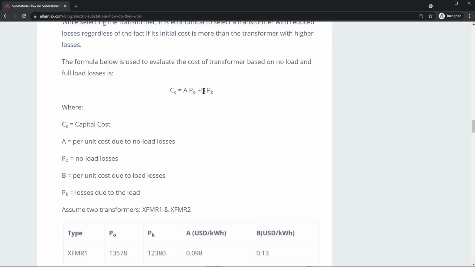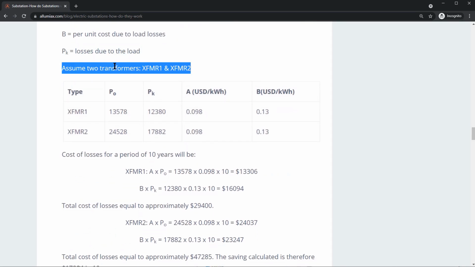And then you sum that with B, which is the per unit cost of the load losses, and you multiply that with PK, which is the losses due to the load. So let's say we have two different transformers, 1 and 2, and then let's say these are some of the values that are involved, right? So you can see that transformer 1 generally has lower losses compared to transformer 2.